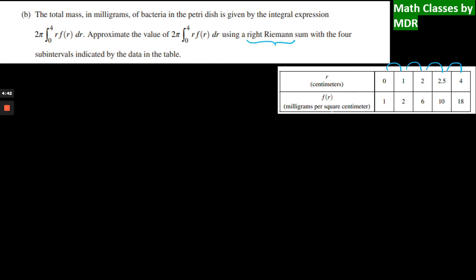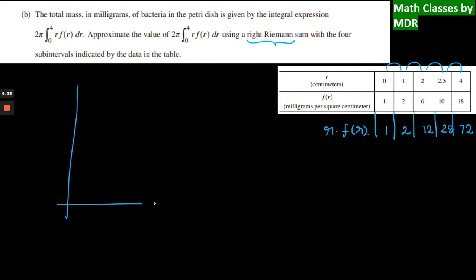So we have to find the integration of r times f of r. Let's try to find what r times f of r is. We have 0 times 1, which is 0, 1 times 2, which is 2, 2 times 6, which is 12, 2.5 times 10, which is 25, and 18 times 4, which is 72, right? We have all these values. Now, in order to find the total mass in milligrams using this integration of r f of r dr, that is with respect to dr.